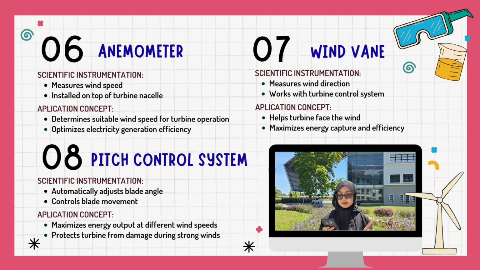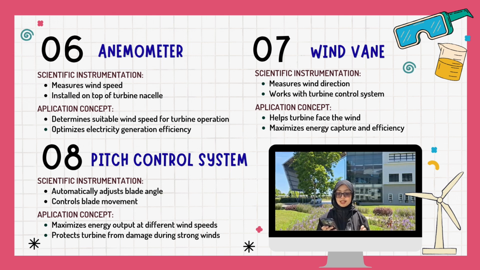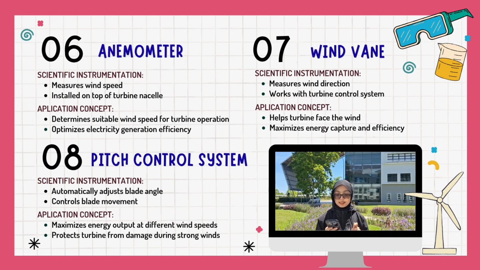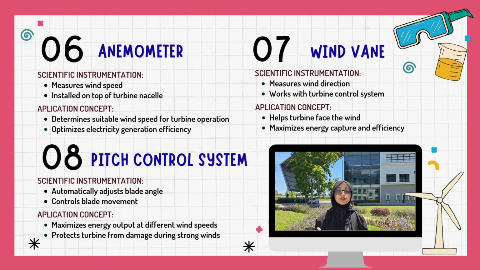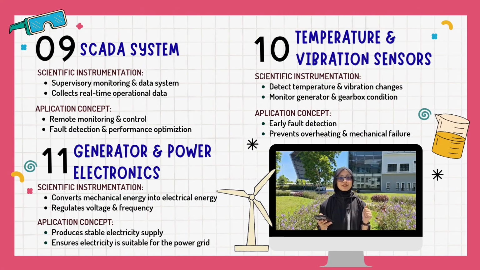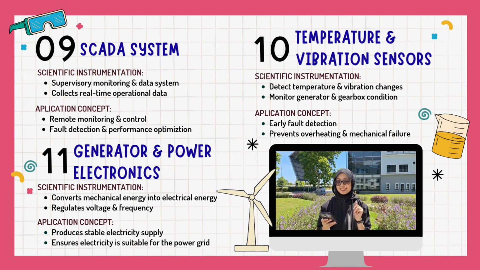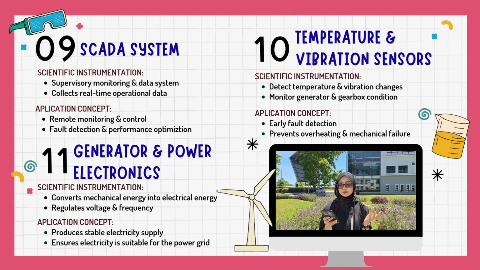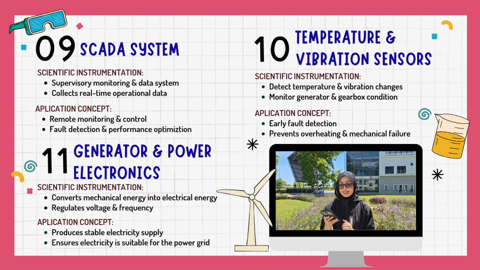Other than that is the pitch control system. The pitch control system adjusts the angle of the turbine blades automatically based on the wind speed. This helps maximize energy production and protects the turbine from damage during storms. The other scientific instrument is the SCADA system. The SCADA system is used to monitor and control wind turbine performance in real time. It collects important data and helps operators detect problems quickly, improving efficiency and maintenance.